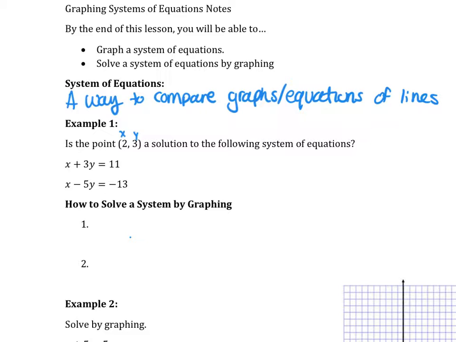So if we plug in 2 and 3, we should get 11, and if we plug in 2 and 3 in the other, we should get negative 13. We just have to try it and see if it works for both of them. Remember, it has to work for both. If it only works for one and not the other, then it's not a solution.